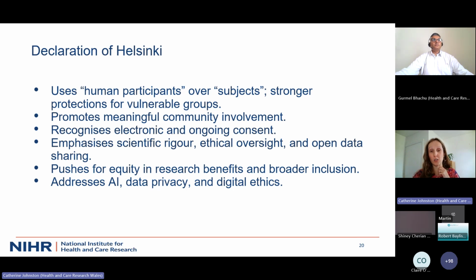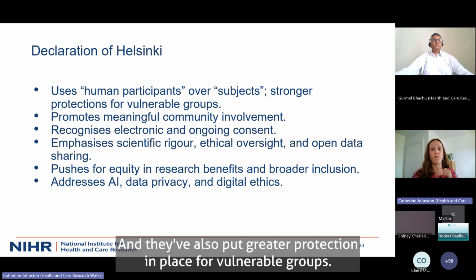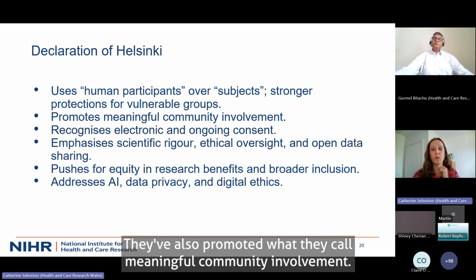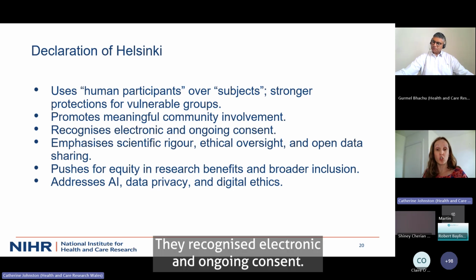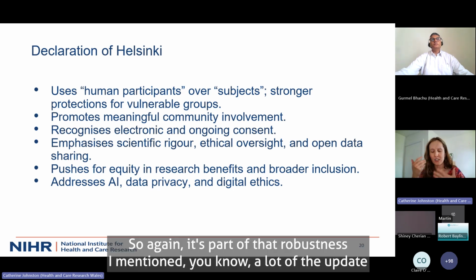They've changed from subjects to participants, and they've also put greater protection in place for vulnerable groups. So you can see that that's been translated across. They've also promoted what they call meaningful community involvement. So they've actually had quite a lot of input around the social value of research as well. They've recognised electronic and ongoing consent. So again, it's part of that robustness I mentioned.